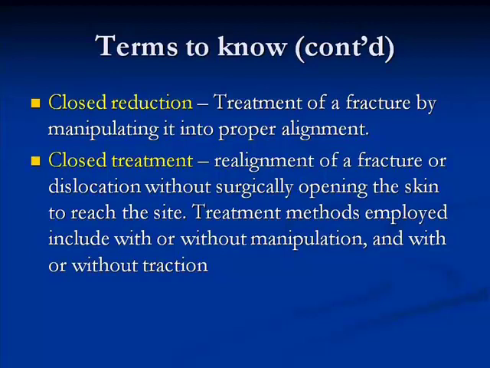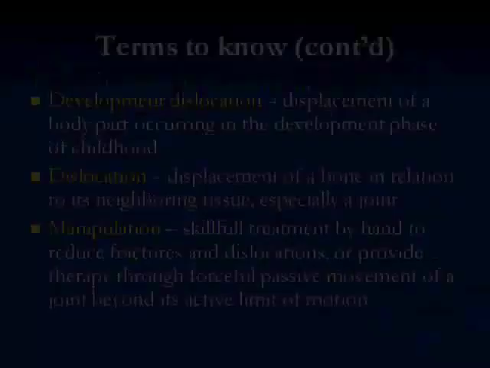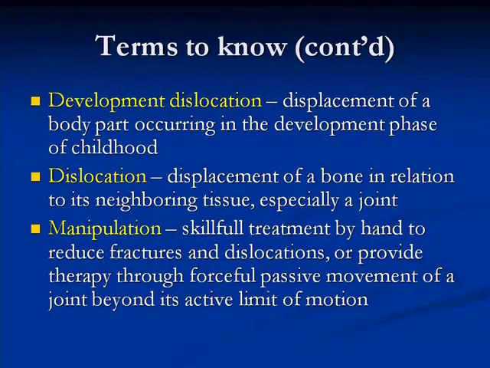Treatment methods may be employed, including with or without manipulation and with or without traction. Developmental dislocation, displacement of the body part occurring in the developmental phase of childhood. Dislocation, displacement of a bone in relation to its neighboring tissue, especially a joint. Manipulation, skillful treatment by hand to reduce fractures or dislocations or provide therapy through forceful, passive movement of the joint beyond its active limit of motion.